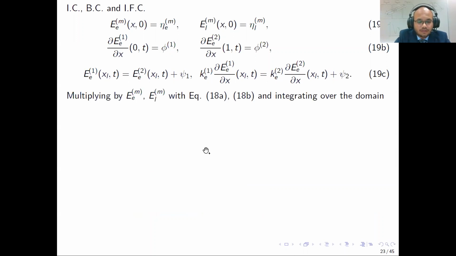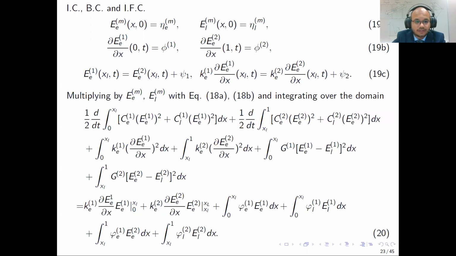Now the approach of the proof is something like the energy conservation proof in physics. We multiply the error term of the electron with the first equation and the error term of the lattice with the second equation to get a squared quantity, so that we can get a total derivative of that and show that it's bounded by the quantity. After multiplying, that's the expression that we get.